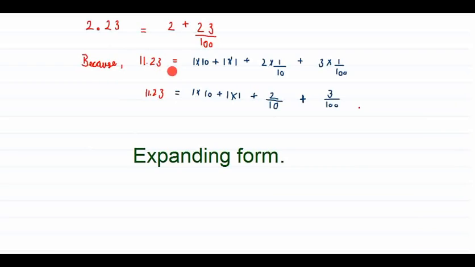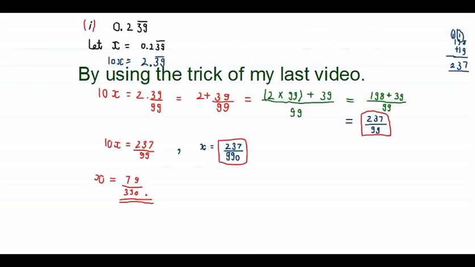It is because you can see here 11.23 is equal to 1 into 10 plus 1 into 1 plus 2 into 1 by 10 plus 3 into 1 by 100. So we will get it like this. Similarly, when I am expanding 2.39 divided by 99, we are getting 2 plus 39 divided by 99.